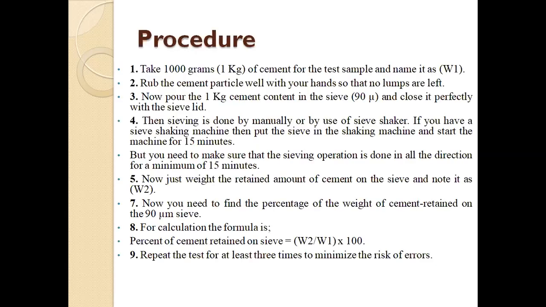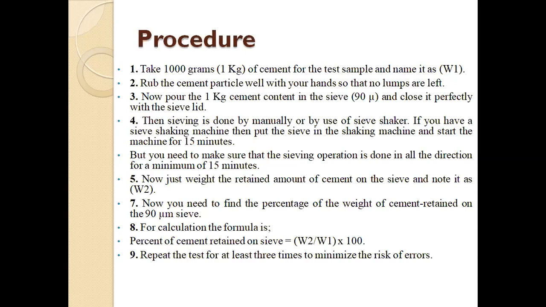Procedure: take 1 kg, that is 1000 gram of the cement for the test sample, and name it W1. That is W1, the weight of the cement sample, 1000 gram. Rub the cement particles well with your hand so that no lumps are left.